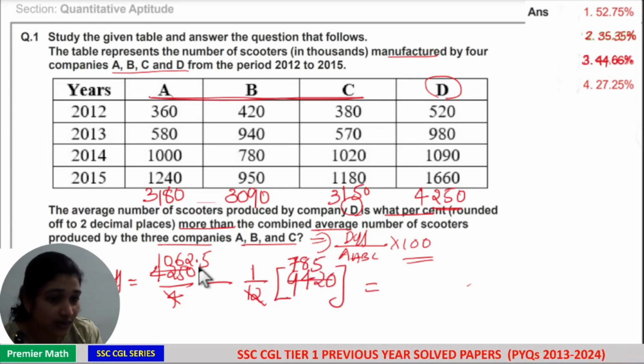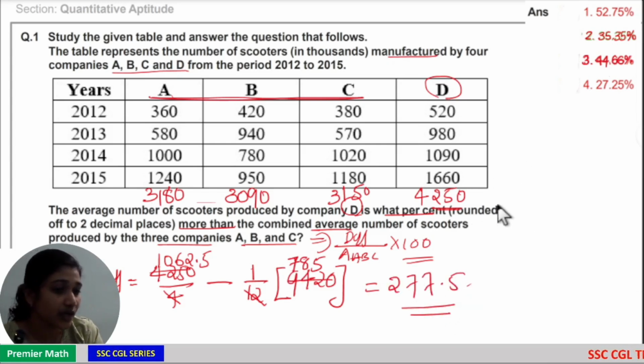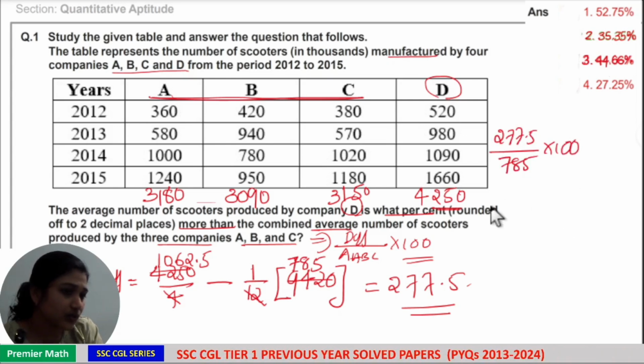So 1062.5 minus 785 is equal to, just calculate it. So this is equal to 277.5. Now we have to find our answer: 277.5 is how much percentage of 785. That is our answer. Now don't try to solve it.